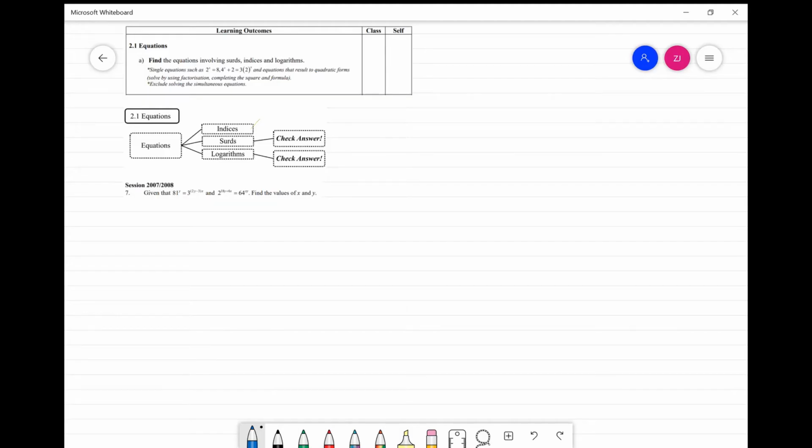Hi guys, today we're going to cover 2.1 equations. Okay, so we have only one learning outcome. We're going to solve the equations involving sets, indices and logarithms. If you refer to the notes that I've given you, for 2.1 equations, basically we will discuss these three types of equations: indices, sets and logs.